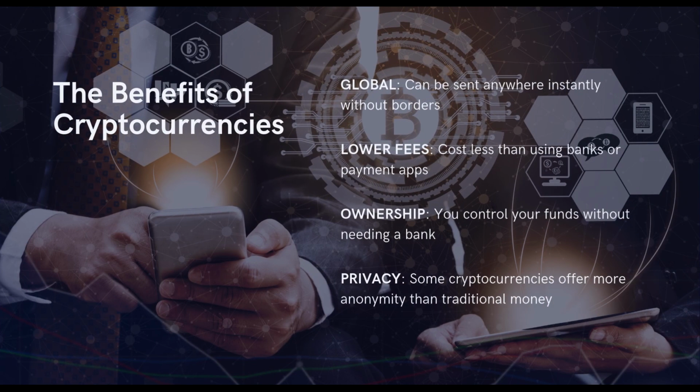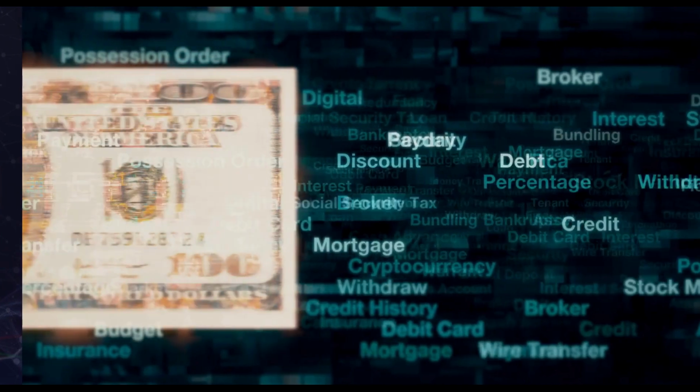Here's why many people believe cryptocurrencies are the future of money. The first is that it's global. You can send money anywhere in the world instantly. The second is the low fees. Transactions are often cheaper than using banks or payment apps. And the third is ownership. You control your funds directly without needing a bank. And finally, it's the privacy element. Some cryptocurrencies offer higher levels of privacy than traditional money. These benefits make cryptocurrencies an exciting development in how we trade, save, and invest.